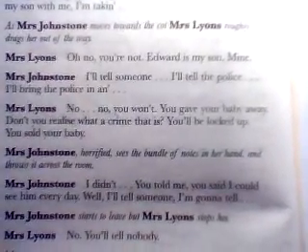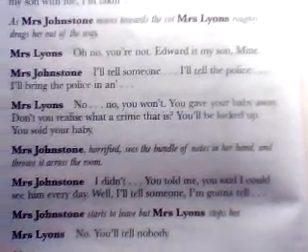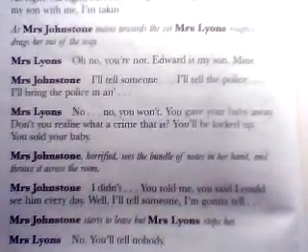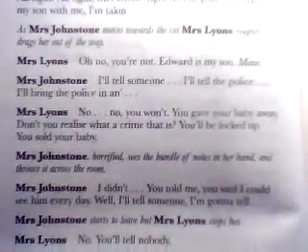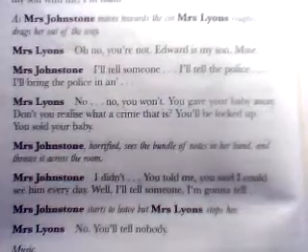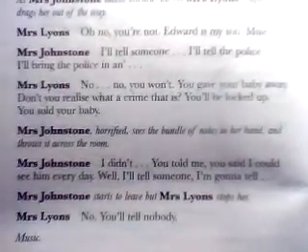Mrs. Lyons says, no, you won't. You gave your baby away. Don't you realise what a crime that is? You'll be locked up. You sold your baby. And see again the accusatory tone. You. She's trying to imply that it is Mrs. Johnstone who is the guilty party here, when of course in reality Mrs. Johnstone was exploited by Mrs. Lyons.